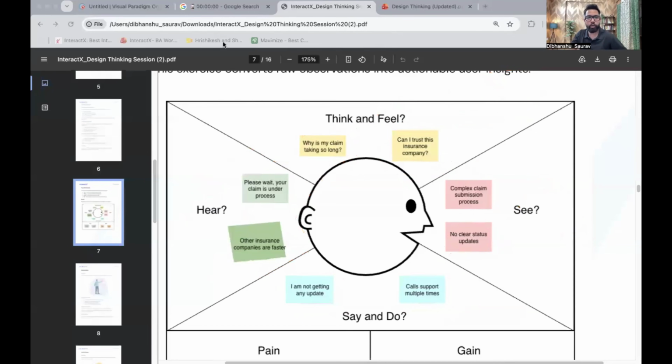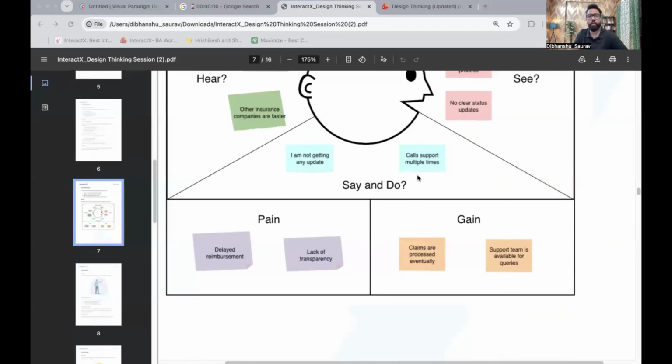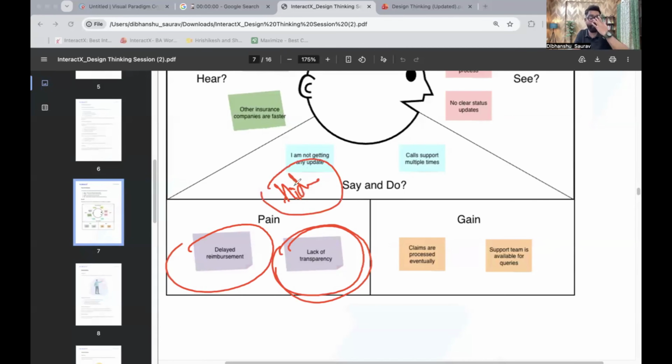Now, if I talk about the pain and gain, what are the pain of the customer or the user? Delayed reimbursement, lack of transparency. Why lack of transparency? Because when they actually wanted to go for that purchase, there might be a lot of hidden clause that was not communicated to them properly when they paid the premium for the very first time. And what are the gain?